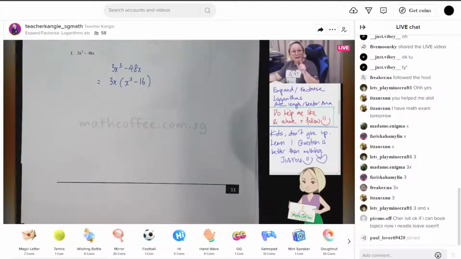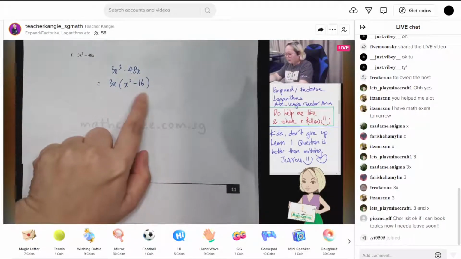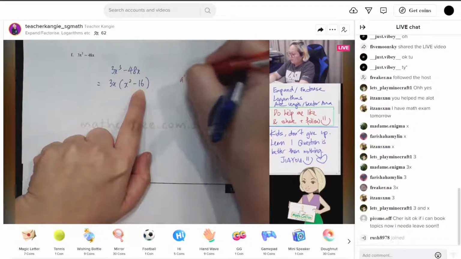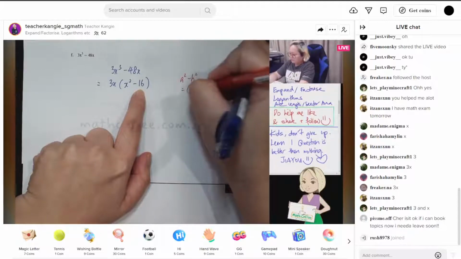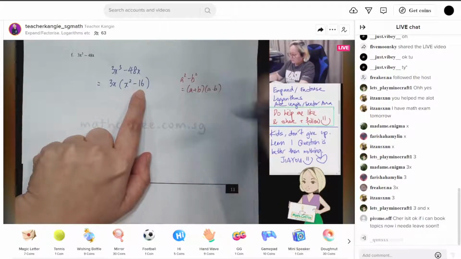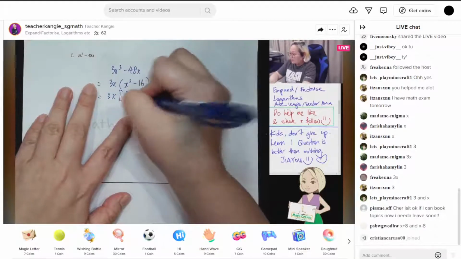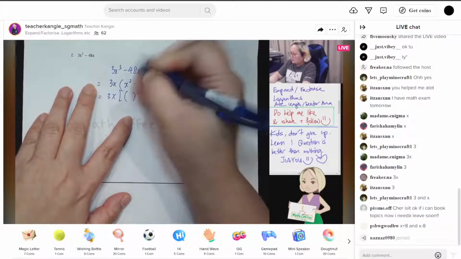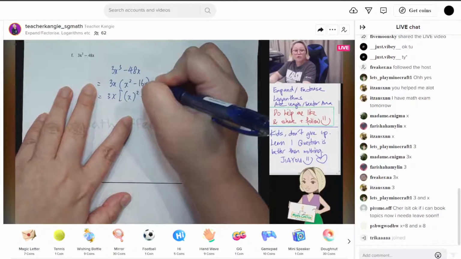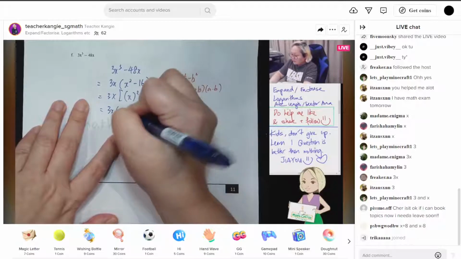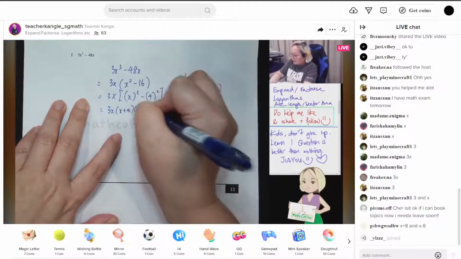So we take out 3x. Then look at the x squared minus 16. Again, this x squared minus 16 is using the a squared minus b squared. So we will write it as something squared minus something squared. We know this is x. 16 is 4 times 4, right? So put a 4 here. So this will be 3x, x plus 4 and x minus 4.